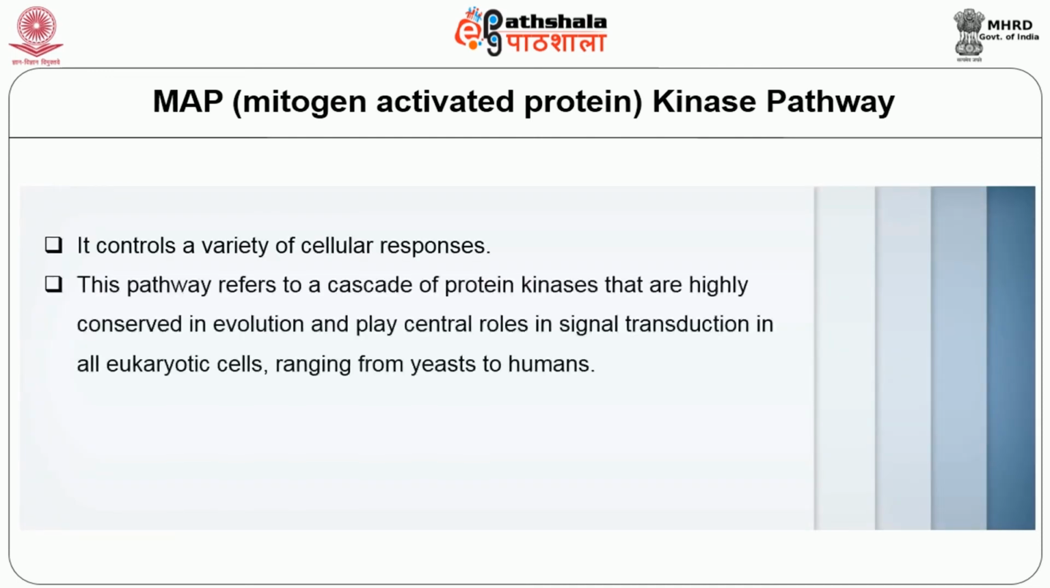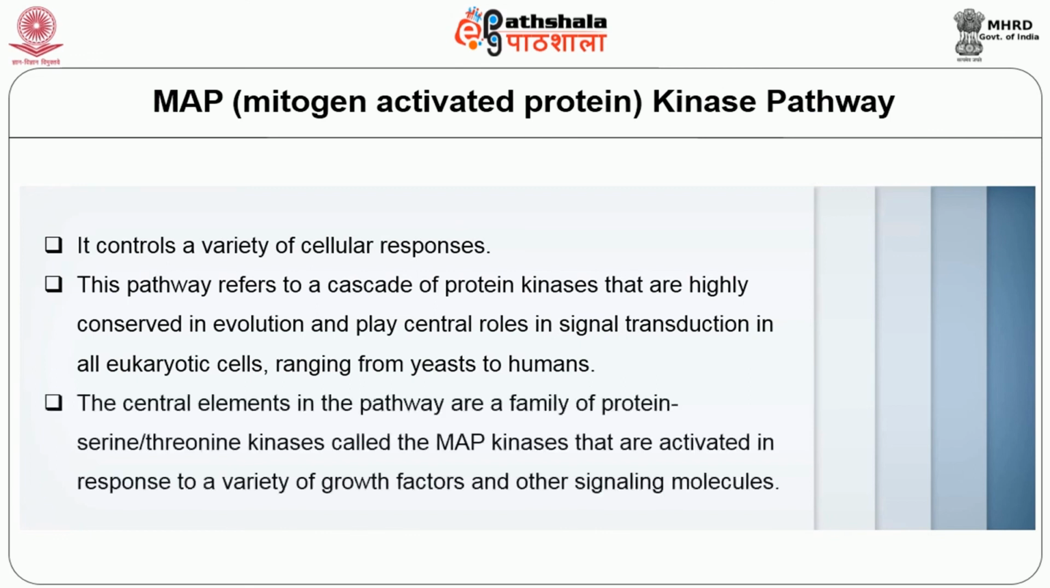So this pathway refers to a cascade of protein kinases that are highly conserved in evolution and play central roles in signal transduction in all eukaryotic cells ranging from yeast to humans. The central elements in the pathway are a family of protein serine or threonine kinases, which are called the MAP kinases, that are activated in response to a variety of growth factors and other signaling molecules.